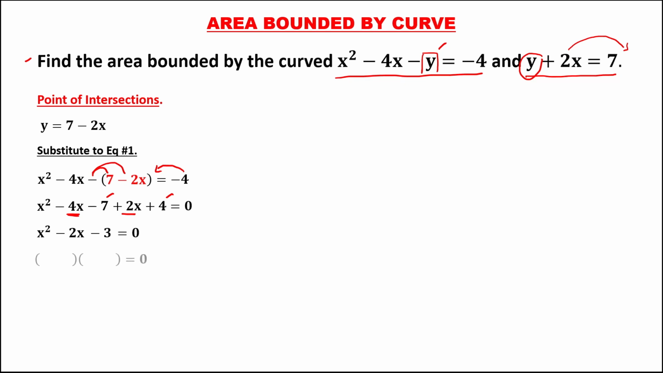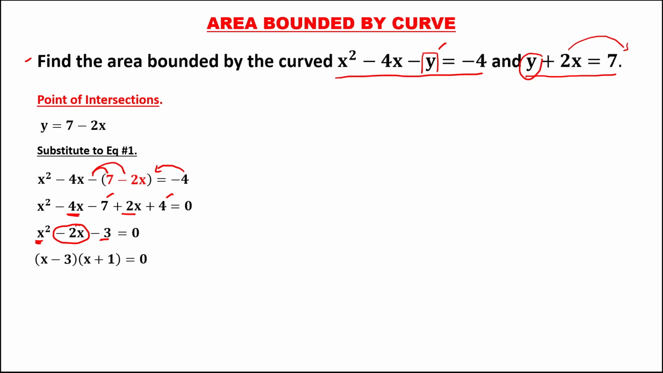Then we can now use quadratic factoring. So the factors for x squared, that's x times x. And the factors for negative 3, that's 3 times 1. But since the middle term is negative, the bigger number must be negative, and this is positive, because negative 3 plus 1 is negative 2.